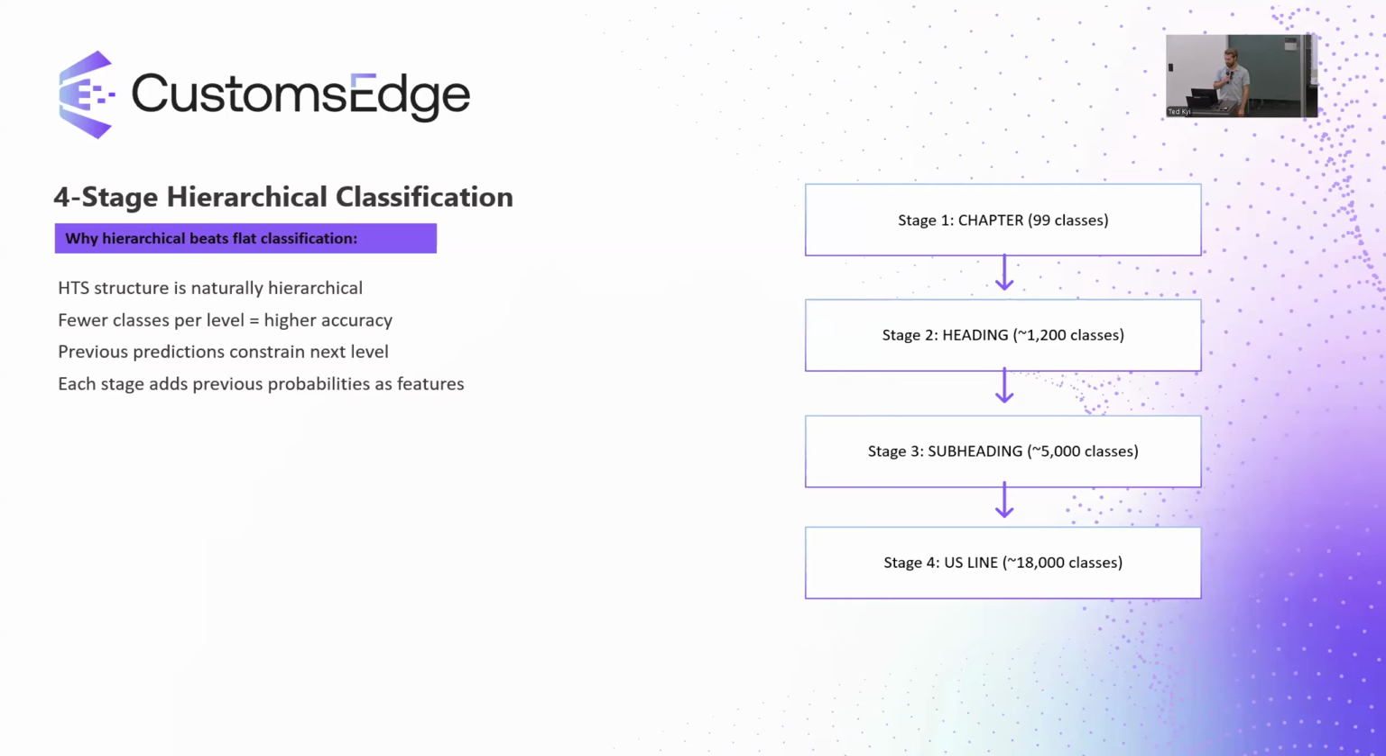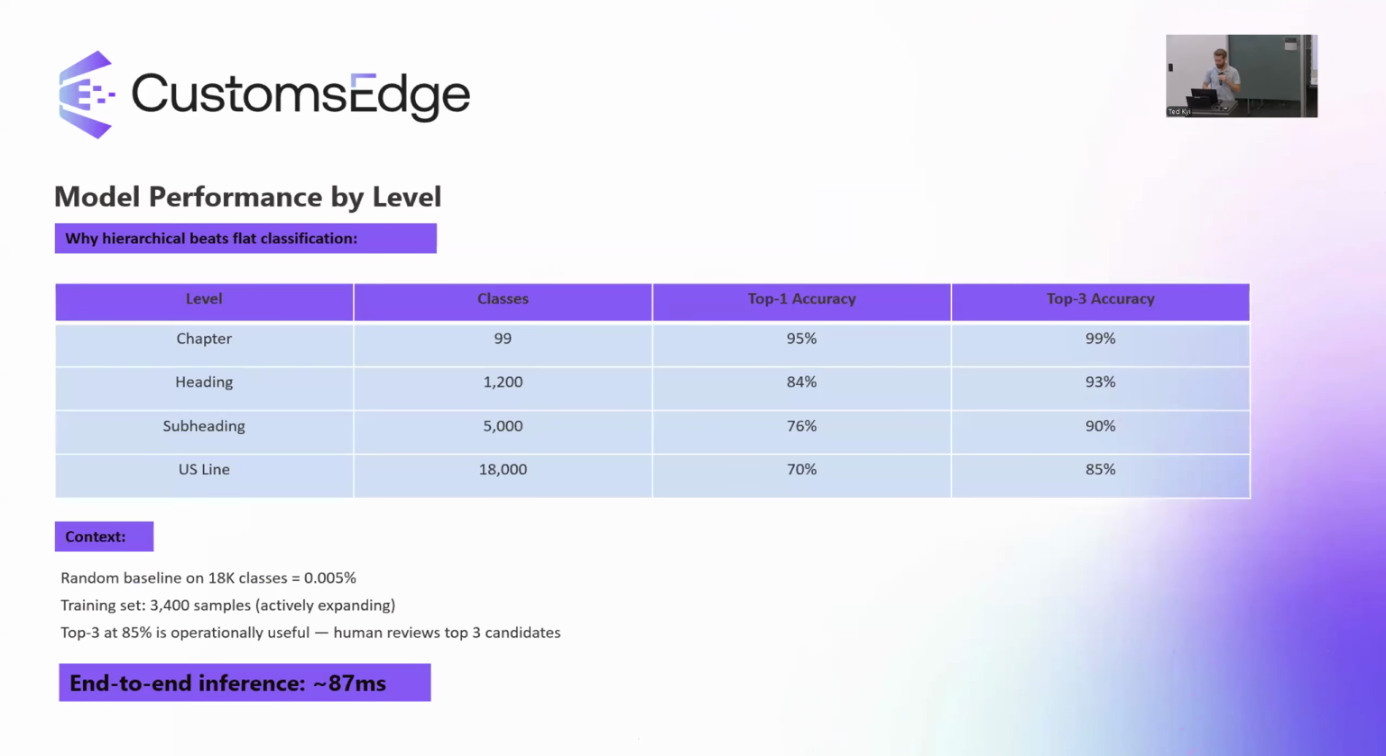So next, you guys want to know the actual numbers. So for the chapter accuracy on the top one, we got a 95, top three, 99. So in the top three, we always had it pretty much. But then as we go down the line, we get to that 70 at that US because we had 18,000 classes, a little better at the heading and subheading. But overall, that's clearly not enough to bring a product to market.